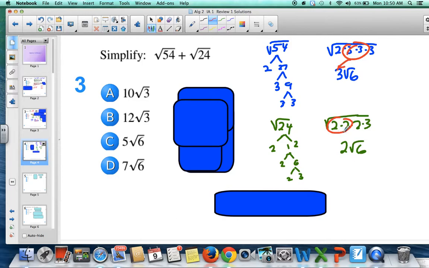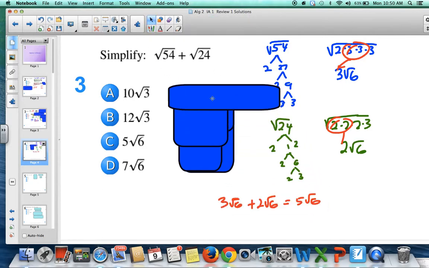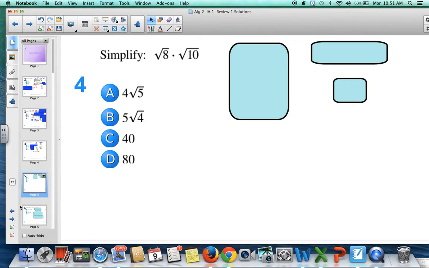These guys come out to be a 2. And so now the answer will just be 3 square root of 6 plus 2 square root of 6, which is 5 square root of 6. Okay, let's move on to the next problem.